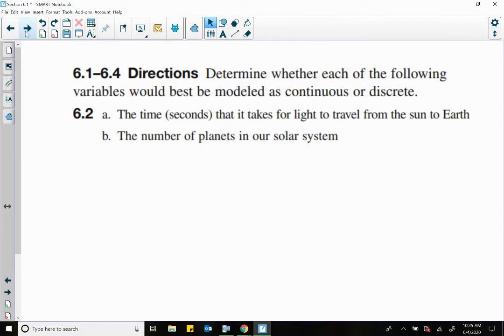Okay, so the directions were here. I've got 2 ideas, and I just want to know, are they continuous or are they discrete? So just recognizing what kind of variable you have. It says the time in seconds it takes for light to travel from the sun to the earth. Is that continuous or discrete? And then part B says the number of planets in our solar system, continuous or discrete. Pause the video and go.